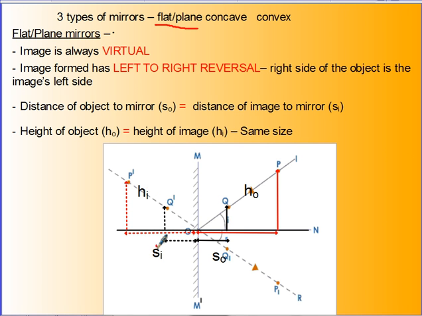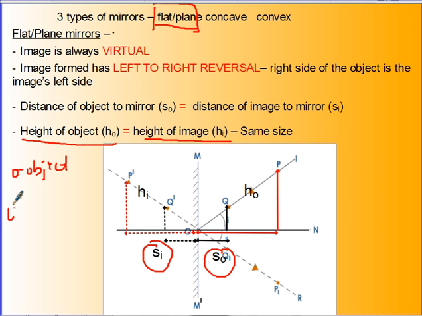Now the image distance and the object distance are always the same on a flat plane mirror. And the height of the object is always the same as the height of the image. So remember, the height of the object is HO, the height of the image is HI. We're using O for object, and I always stands for image. H stands for height, and we're going to use S for distance to the mirror, for either the object or the image.